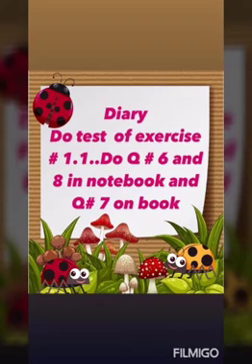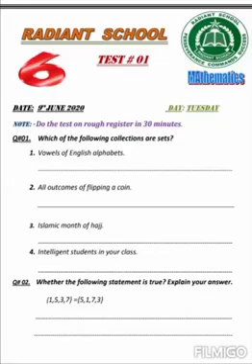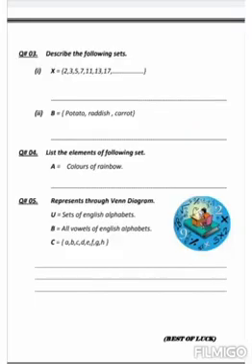Okay class, this is your diary. You have to do test of exercise number 1.1 and you have to do question number 6 and 8 in notebook and question number 7 on book. Okay class, this is your first test. You have to copy this test in your register and do it properly in a neat way.